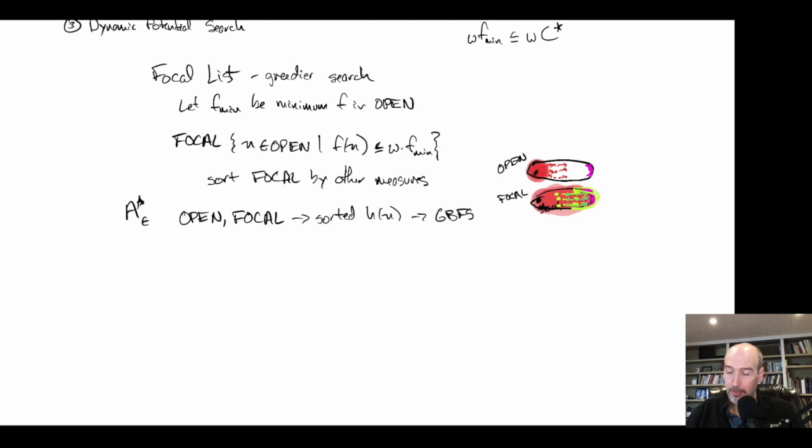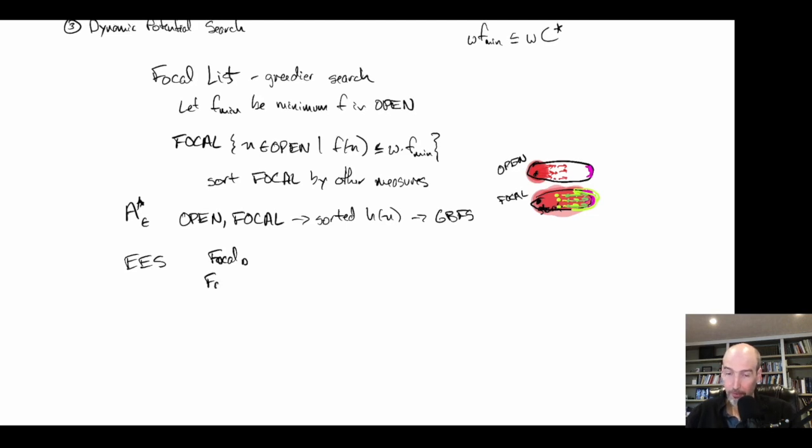Now, there's an algorithm here which I'm just going to spend a short amount of time on because it's somewhat complex, but it's going to take us to the maximum that we can possibly do in terms of trying to get the best behavior out of something like a focal list. EES stands for Explicit Estimation Search. And what it's going to have is two focal lists. So focal D, which is going to be thinking about the goal. We're going to have focal F. And then we're also going to have the open list here.